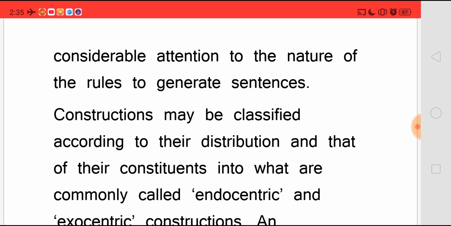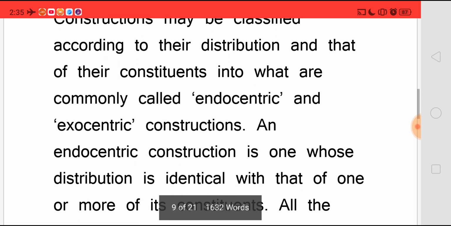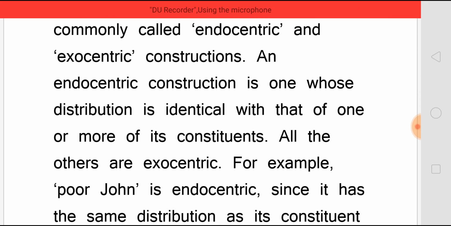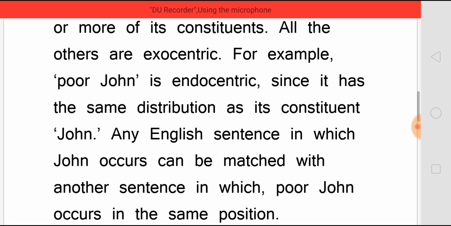Constructions may be classified according to their distribution and that of their constituents into what are commonly called endocentric and exocentric constructions. An endocentric construction is one whose distribution is identical with that of one or more of its constituents. All the others are exocentric. For example, poor John is endocentric since it has the same distribution as its constituent John. Any English sentence in which John occurs can be matched with another sentence in which poor John occurs in the same position.